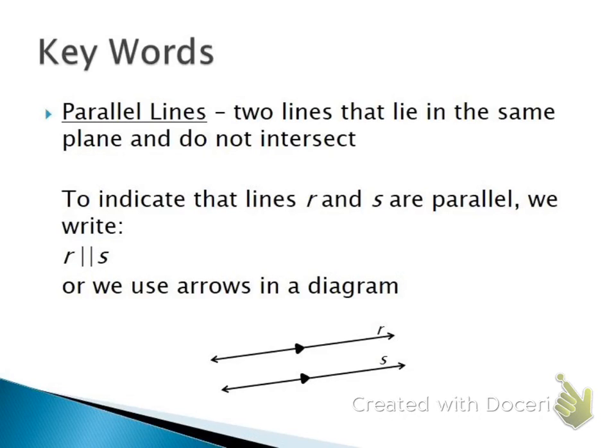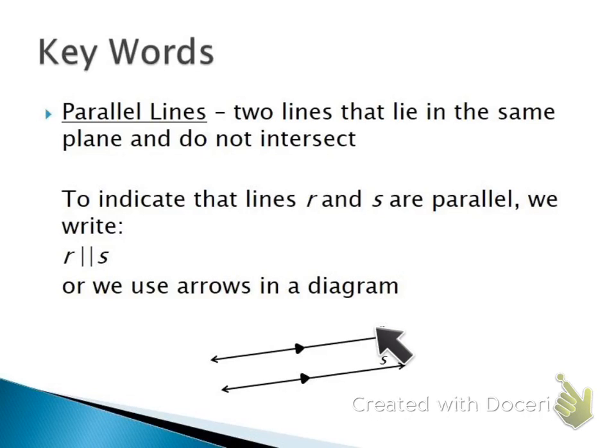I believe we have briefly talked about this already this year. To indicate that lines R and S are parallel, we would write R, this symbol in the middle here that kind of looks like an 11 or a pause symbol. That means parallel. And then S. So R is parallel to S. That's how we would write that or see that written oftentimes in this class.